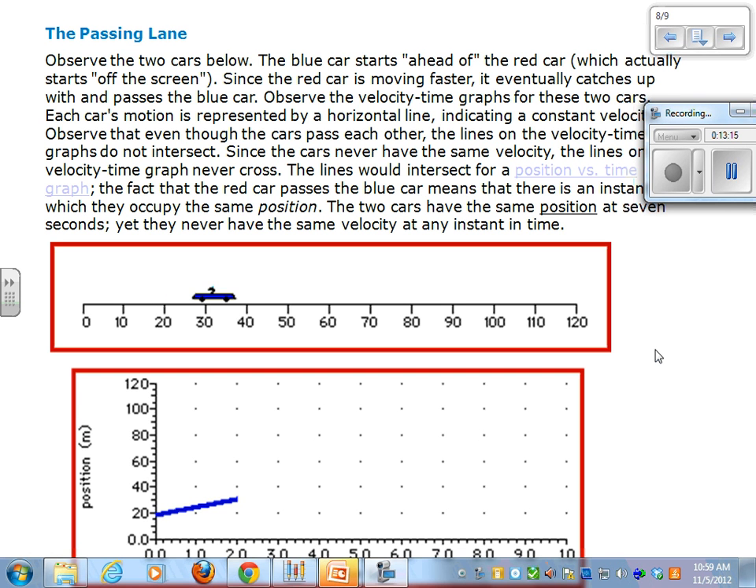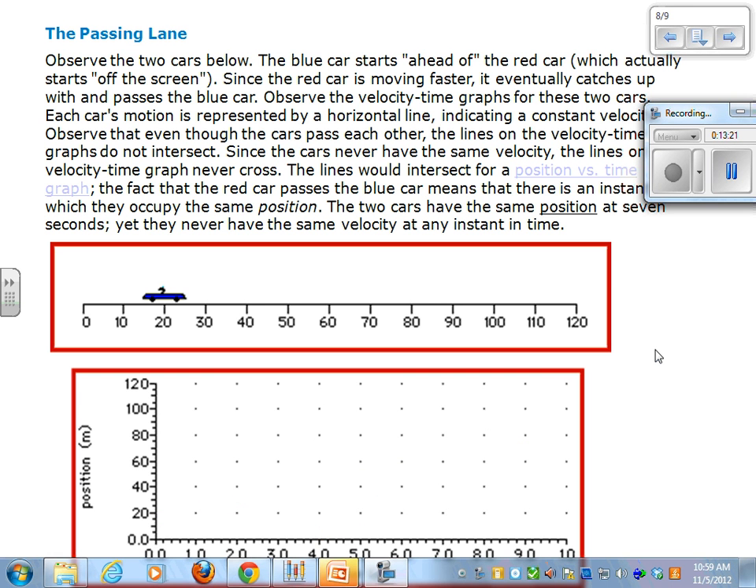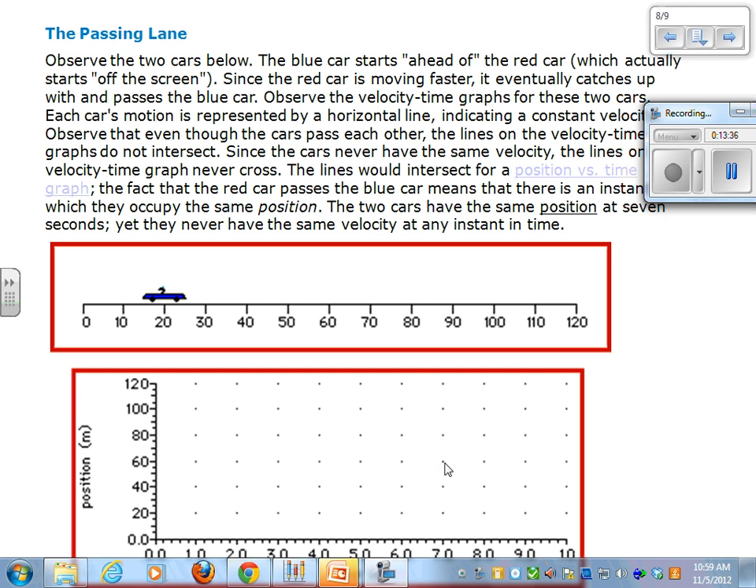Can you tell me at what time in seconds the red car passes the blue car? At what time? 7 seconds, right there, right? 7 seconds. We're going to assume that's time. It must be. Right there, they pass. Can you tell me at what position they actually pass each other?